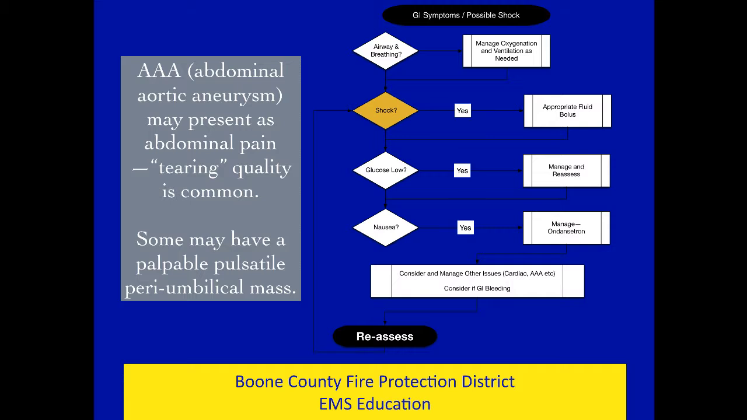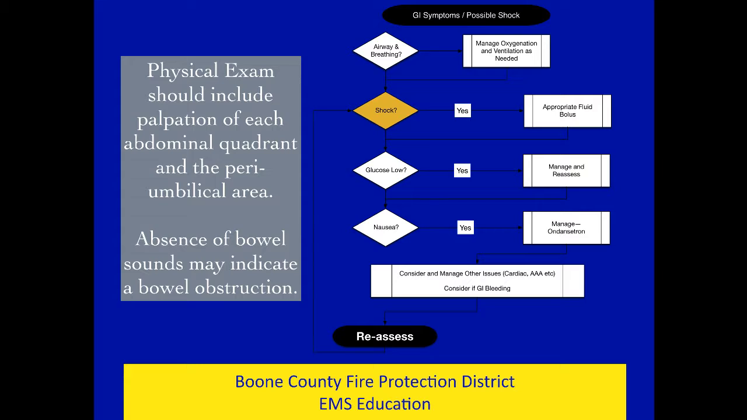Other thing to worry about, the other killer, the other lion, tiger, or bear involved in this could be a AAA. If they've got an abdominal aortic aneurysm, that may present as belly pain. Typically not crampy. Typically it's going to be sharp, tearing, because that's what's going on. Their aorta is dissecting, and that's what it feels like. Some may have a palpable pulsatile mass around their belly button, so palpate carefully, and you may be able to appreciate that. You got to do an exam on these folks, but it doesn't have to be particularly detailed.